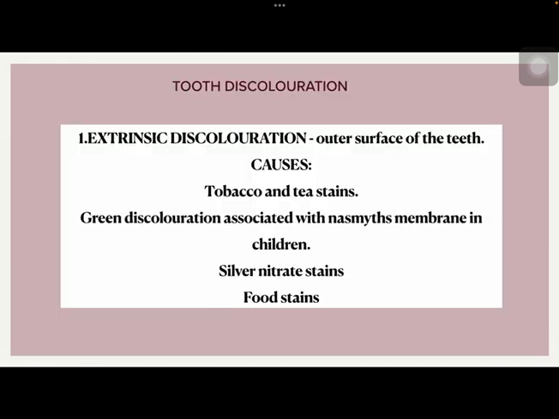Let's see how the tooth discoloration takes place. Usually, tooth discolorations are basically classified into extrinsic and intrinsic discoloration. In extrinsic discoloration, the chromogen or the stains are present on the outer surface of the tooth. The causes are tobacco stains, greenish discoloration associated with nasal membrane in children, silver nitrate stains, and so on.